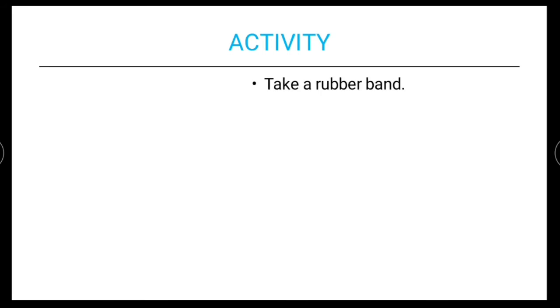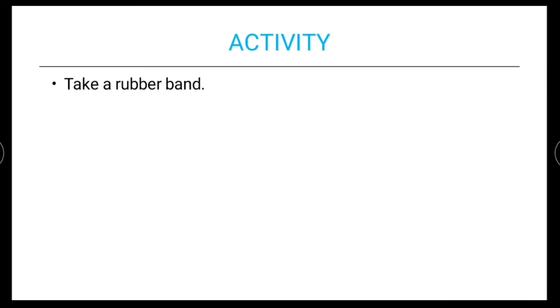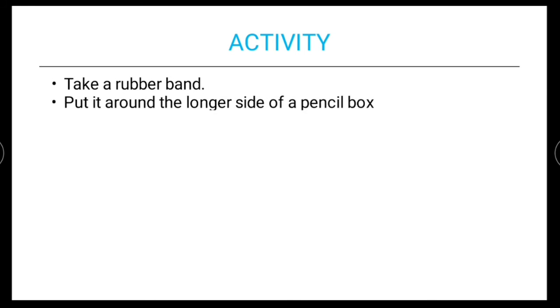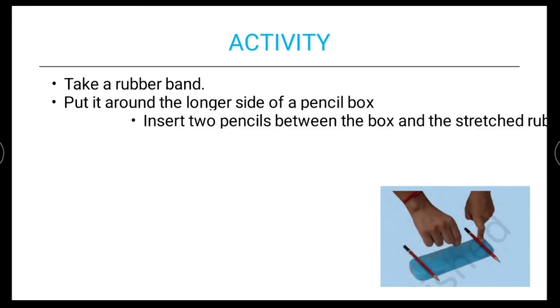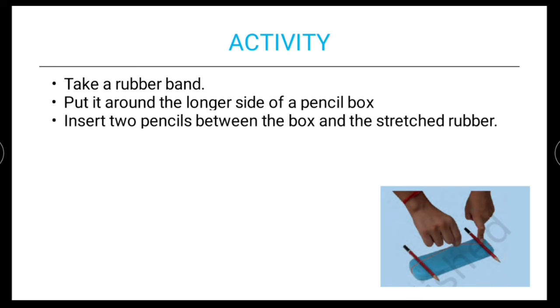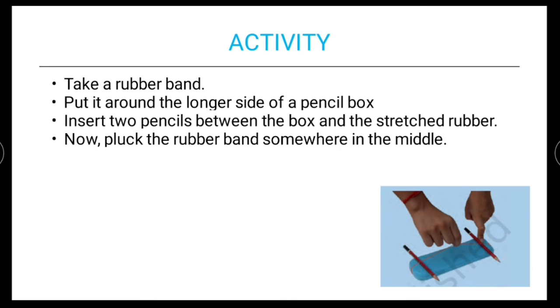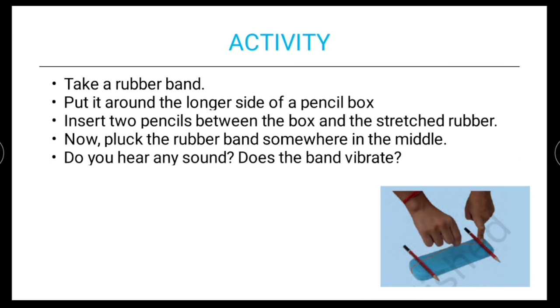Now there is one activity that we can do. We have to take a rubber band, put it around a longer side of a pencil box like this. Here there is a rubber band and here there are two pencils. So you have to insert two pencils between the box and stretch the rubber. बाद में क्या करना है? You have to pluck the rubber band somewhere in the middle. बीच में क्या करना है? Pluck करना है. And then you have to observe whether there is some sound or not.